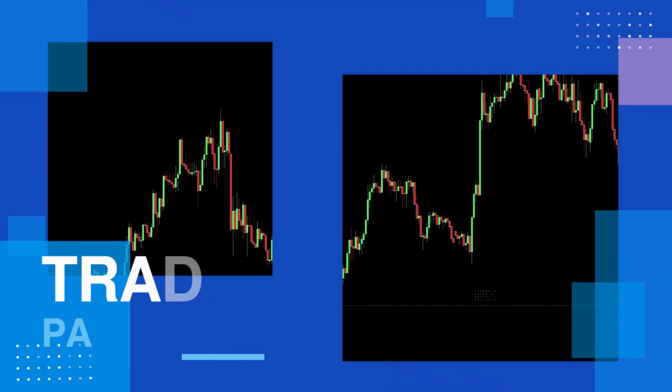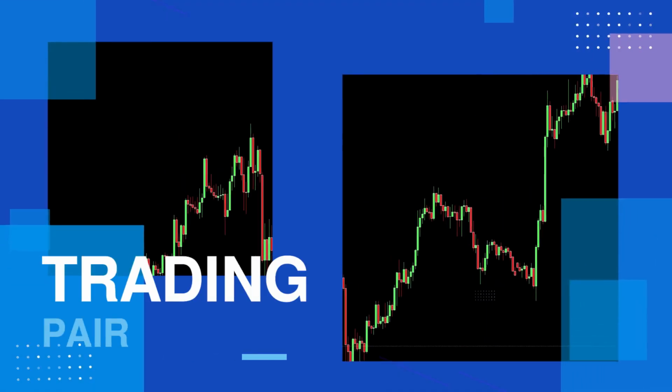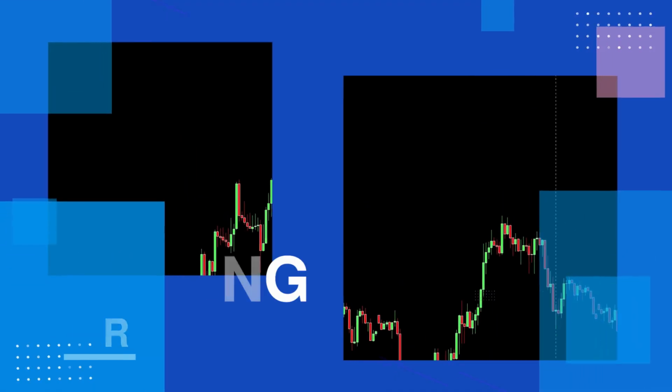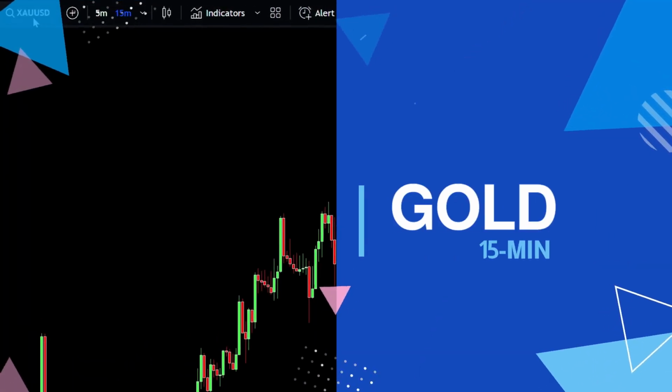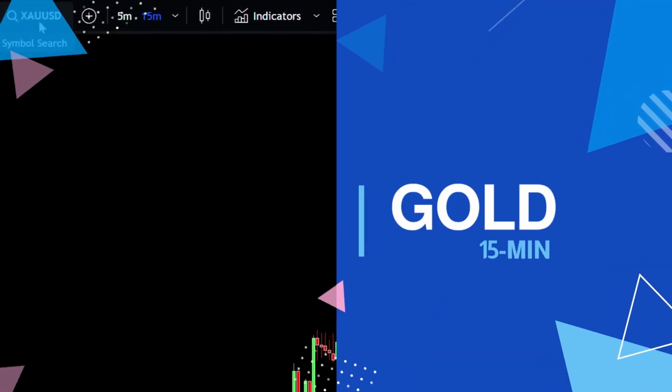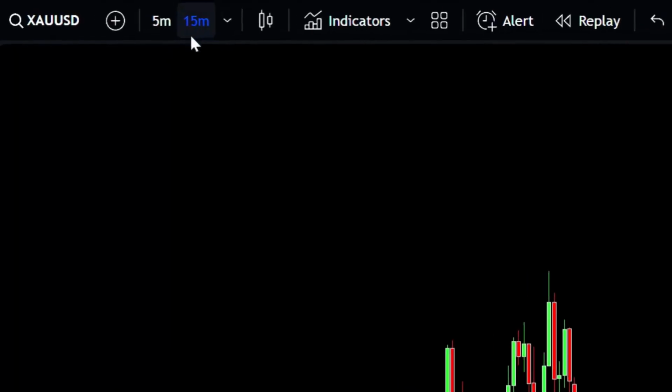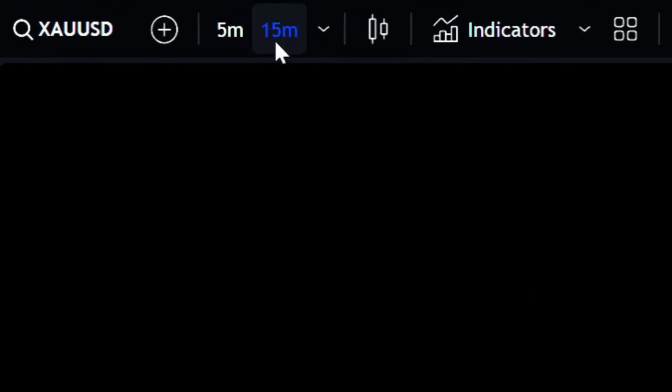First, let's set the stage by choosing a trading pair. For this example, we'll work with gold using a 15-minute time frame. You can apply this strategy to other assets and time frames too, but let's keep things simple for now.